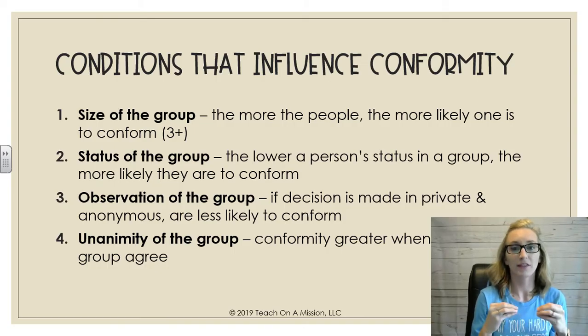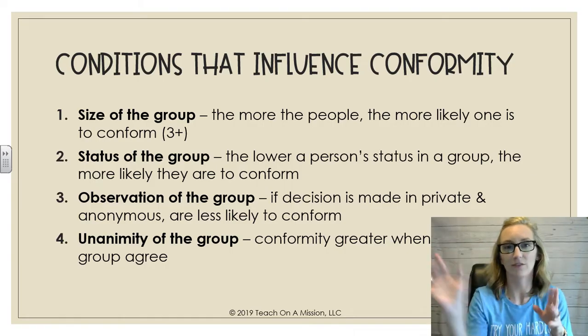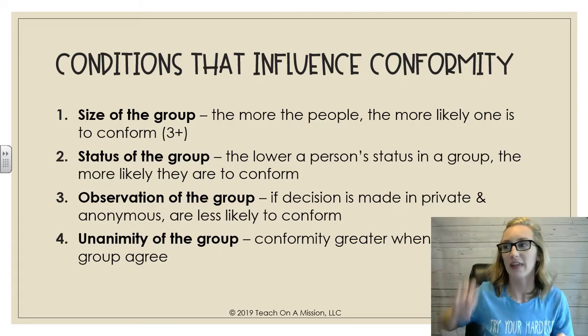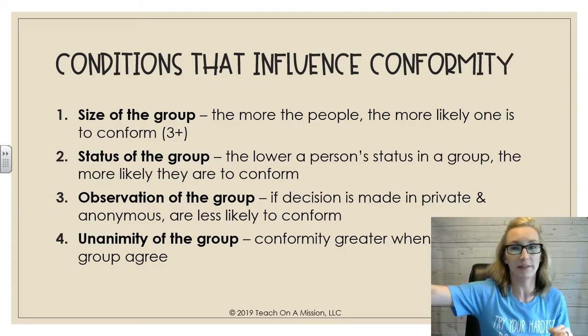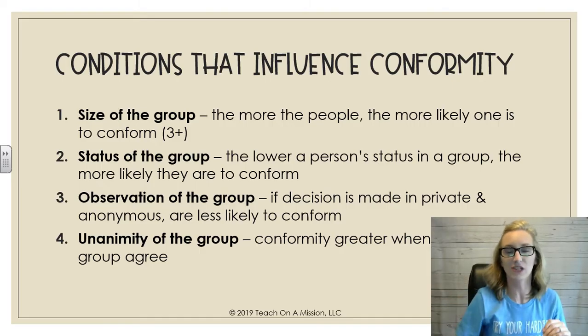Observation of the group. If the decision is made in private and anonymous, they're less likely to conform. So this was important in Asch's experiment because the participants were all in the room together, right? It's not like, I don't know, it's kind of an older show, but on Survivor, they go off and make their decisions in private, right? So therefore, they don't conform, they make their own decisions.